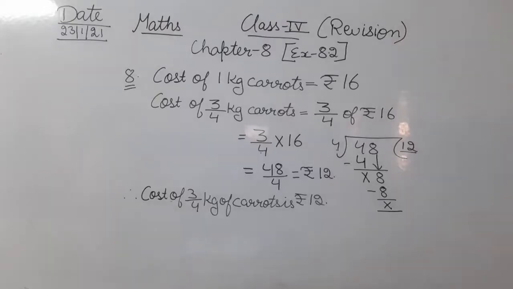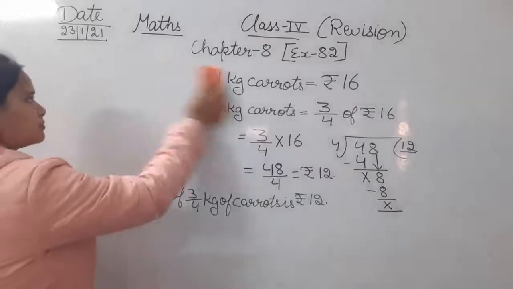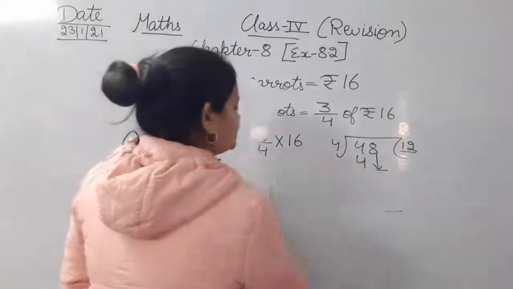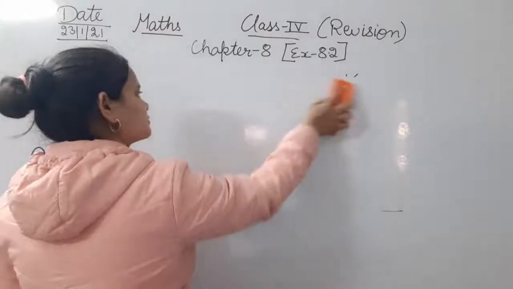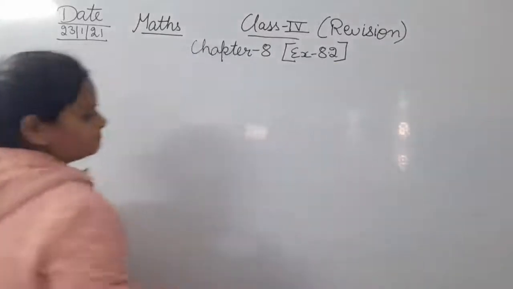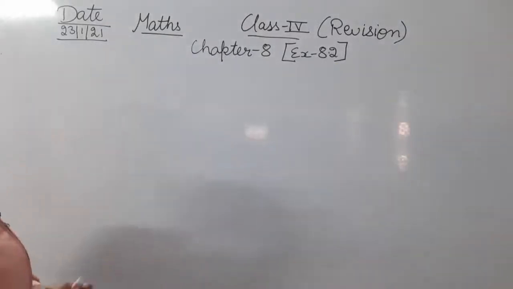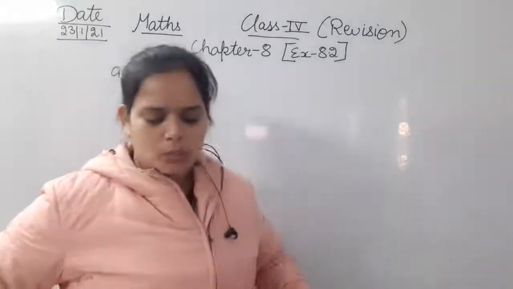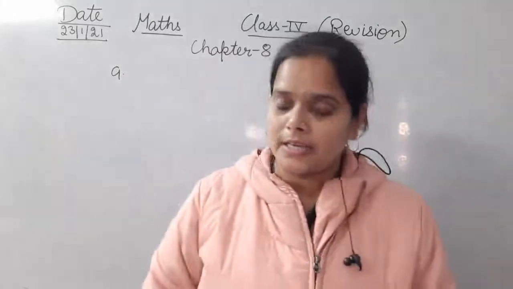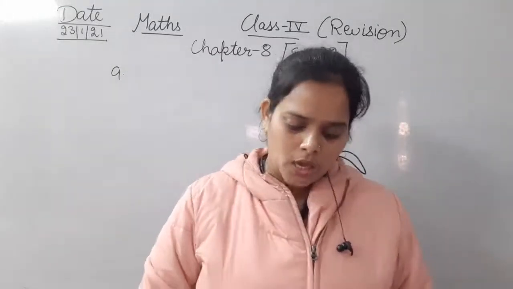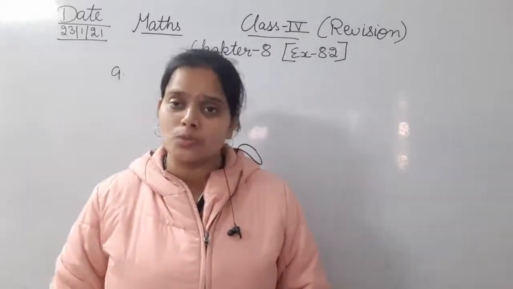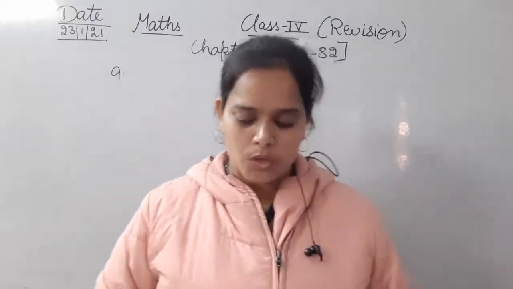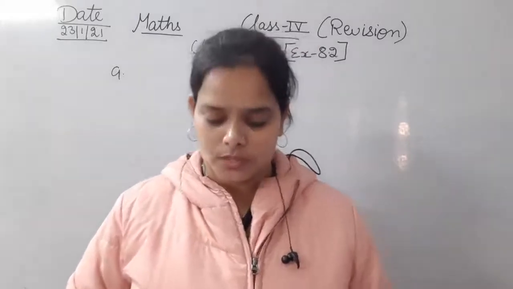Okay class, chaliye moving next to the question number 9 from the same exercise. That is sum number 9. Okay, so now we will start with sum number 9 from the exercise 8.2. If 1 liter petrol costs rupees 24, what will 3/4 liter cost?